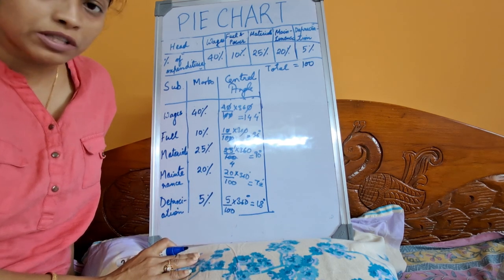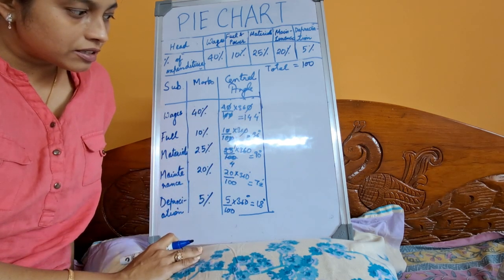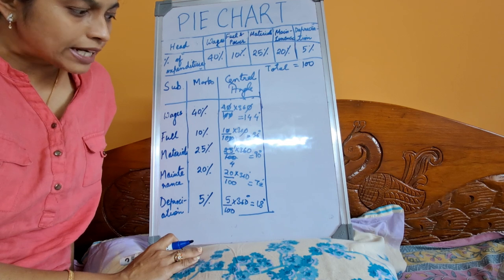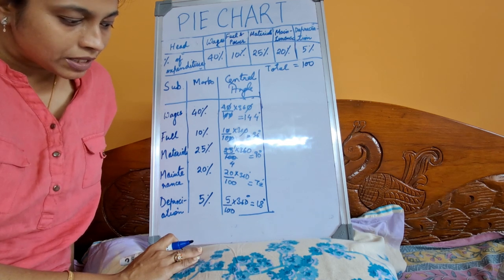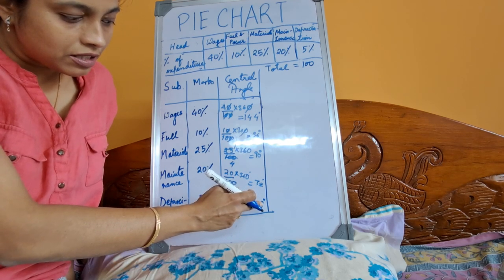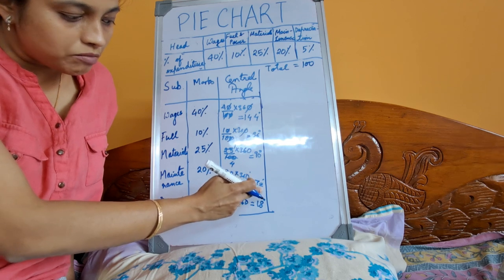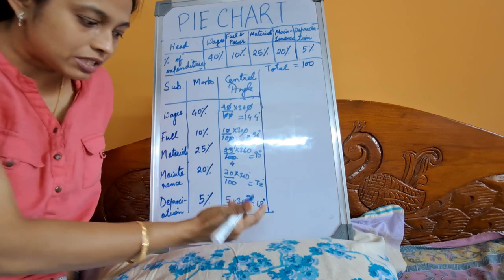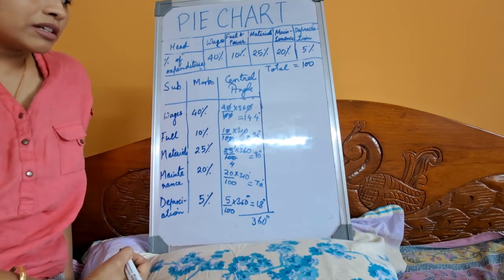Sorry, 144 plus 36, this is 150, 180, right? It should be 270 degrees. 270 degrees, and this is 72 plus 18 is 90. So 270 plus 90 is 360 degrees.